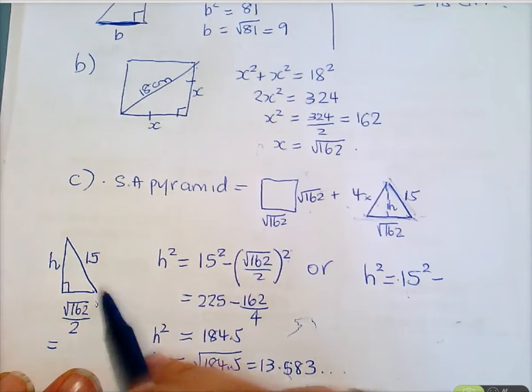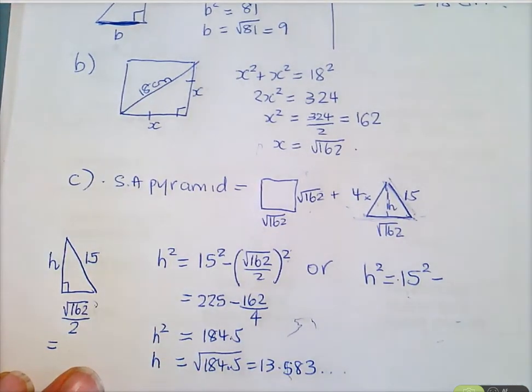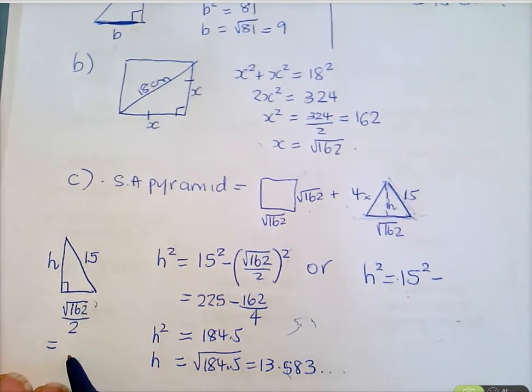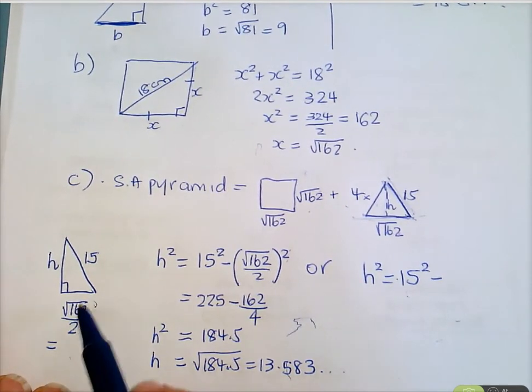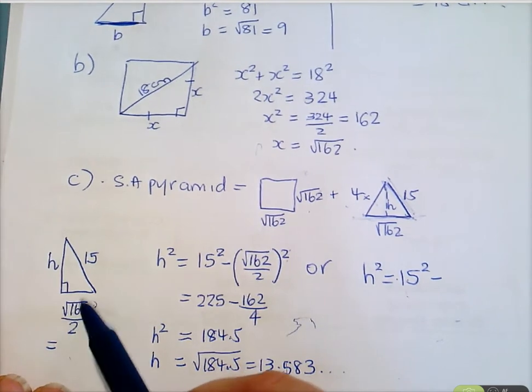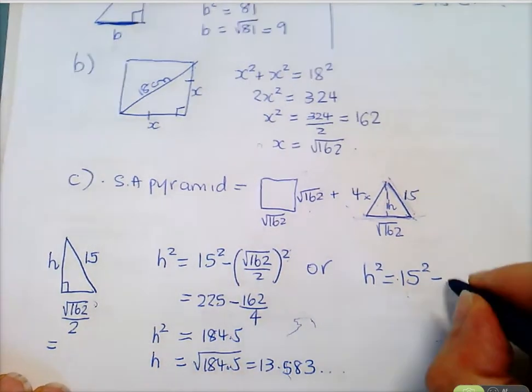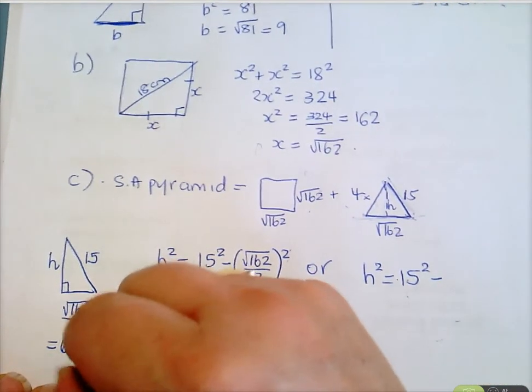Or you could have done h squared is 15 squared minus, has anyone worked out what the square root of 162 is? Press equals, then divide by 2. No, what's the square root of 162? It's not 9. You have to go square root of 162 equals and then divide by 2. 6.36. So this is 6.36.